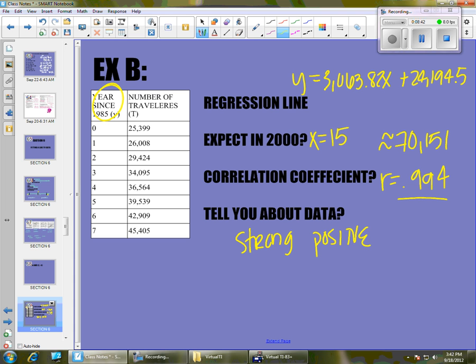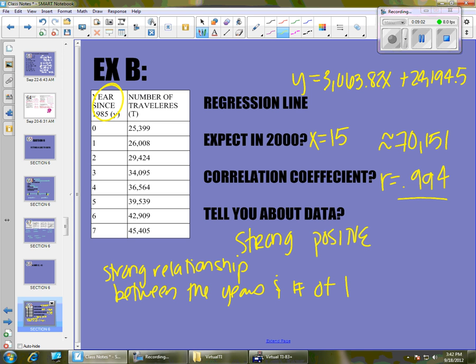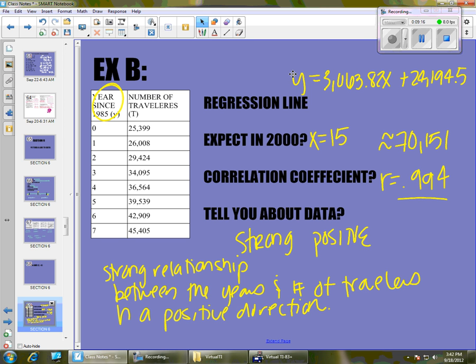Okay, so what does that mean about the data though? It means that there's a strong relationship between the years and number of travelers in a positive direction. You could also say something along the lines of, as more years pass, more travelers are traveling, because that means positive. As one goes up, they both go up.